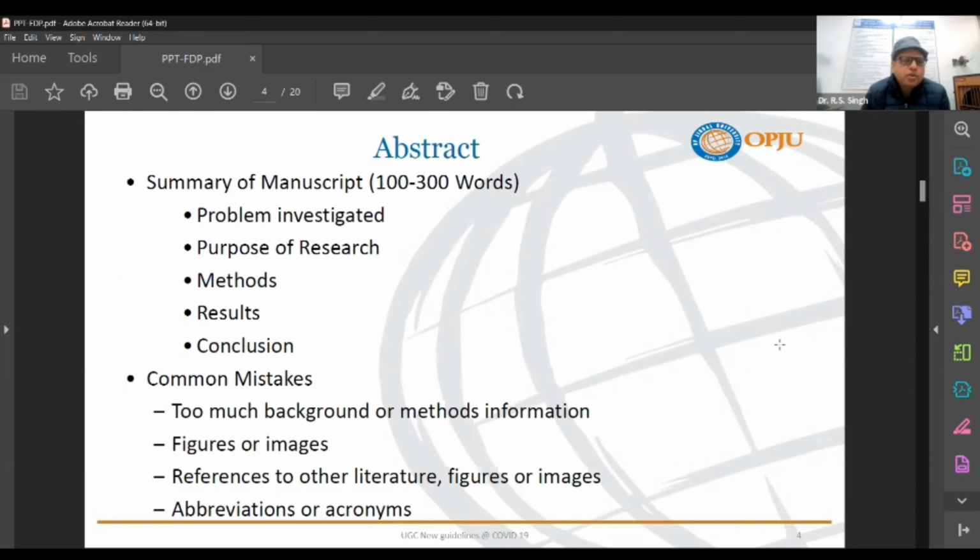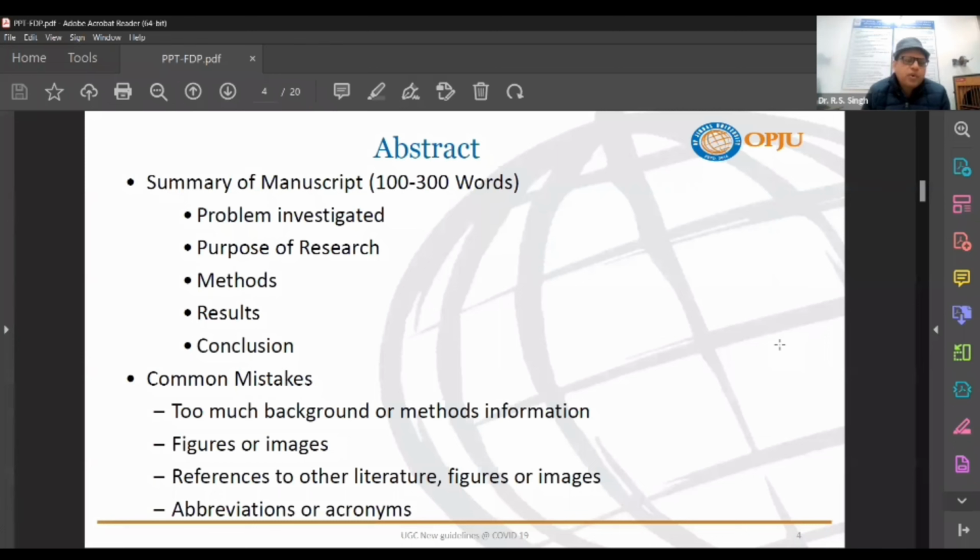And you have to limit your abstract within 100 to 300 words. It means almost all the journals lie in this range. Some journals limit it to 200, some to 150, but all the journals limit the abstract from 100 to 300 words. You have to write this.